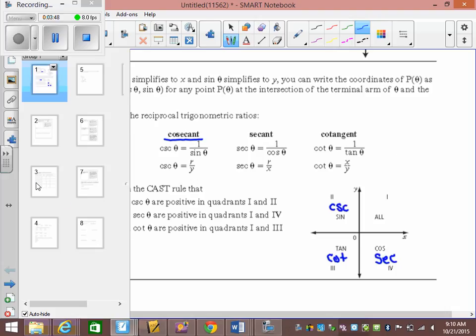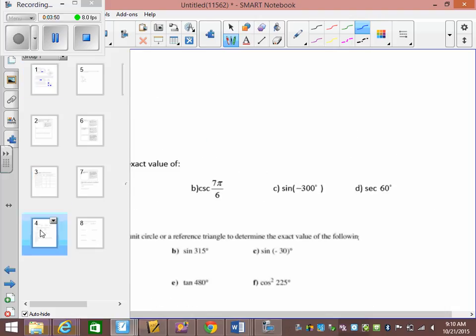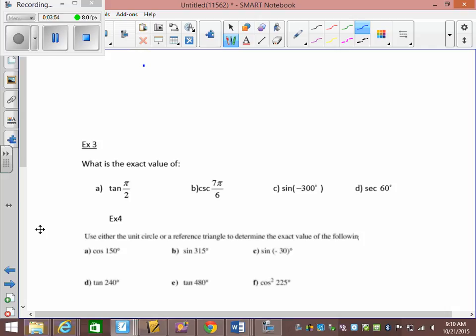Okay, I'm going to get you to flip ahead actually to page 4. We will come back. So we're going to do example 3 and 4 first. I know it's a little unorthodox, but we are. Example 3 and 4 are very similar to what we did yesterday.